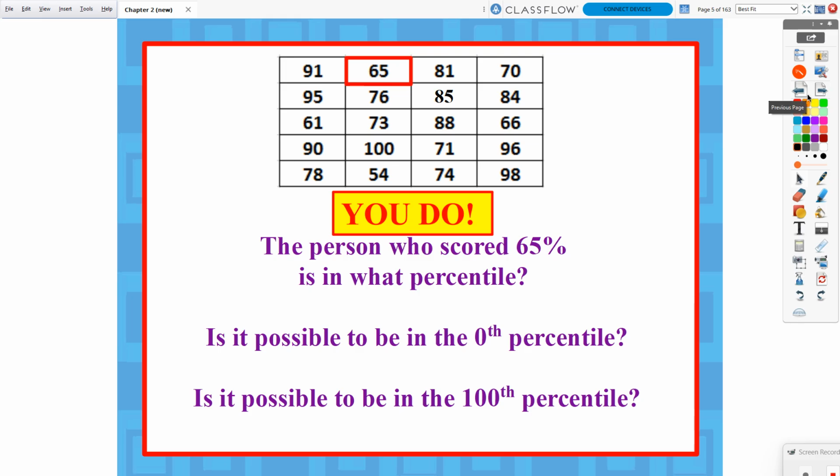So I've got a quick you-do problem. The person who scored a 65% is in what percentile? And is it possible to be in the 0th percentile? And is it possible to be in the 100th percentile? So consider what would that mean specifically if it is possible to be in the 0th percentile or to be in the 100th percentile.